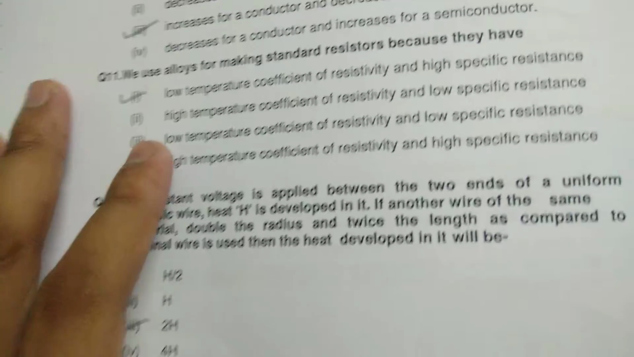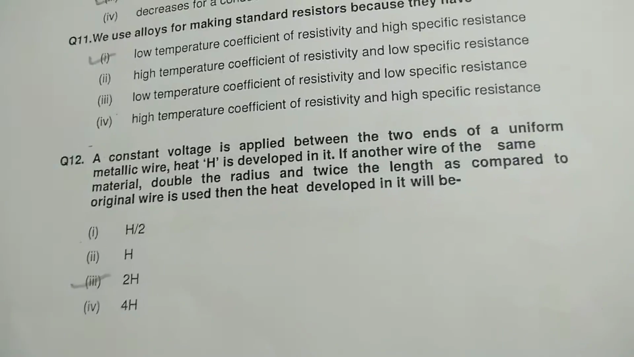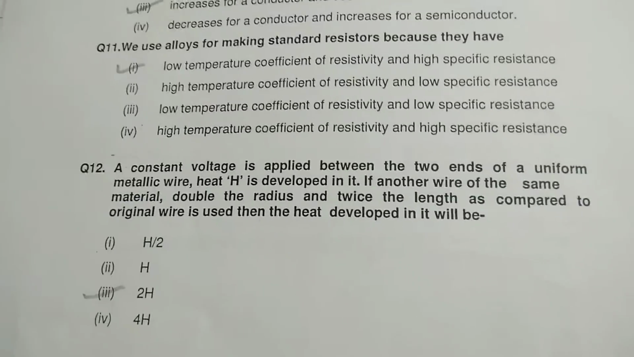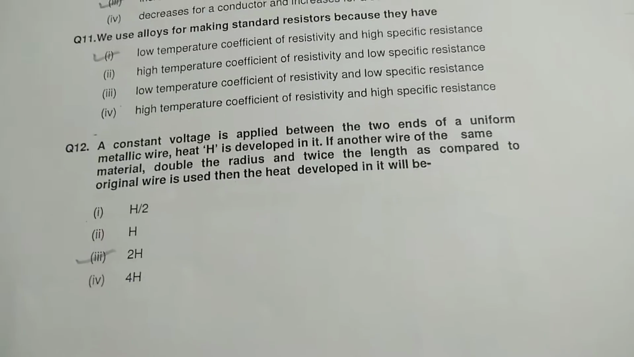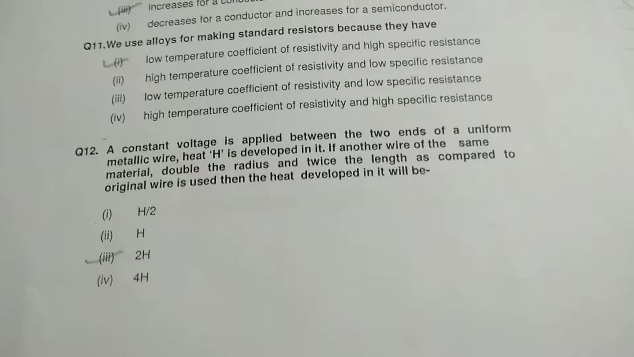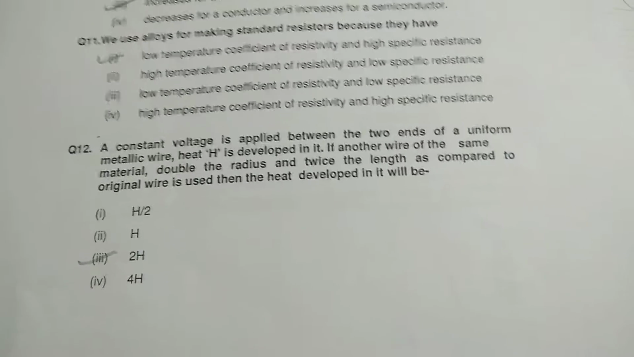Next is this question. A constant voltage is applied between the two ends of a uniform metallic wire. Heat H is developed in it. If another wire of the same material, double the radius and twice the length as compared to the original wire is used, then the heat developed in it will be. So we have some space in this page, so let us do it.